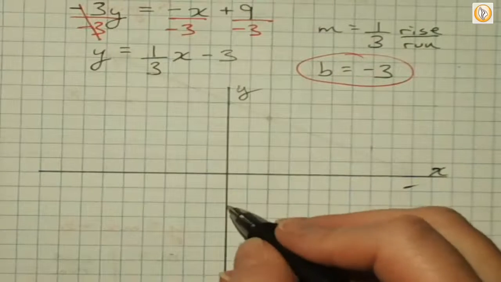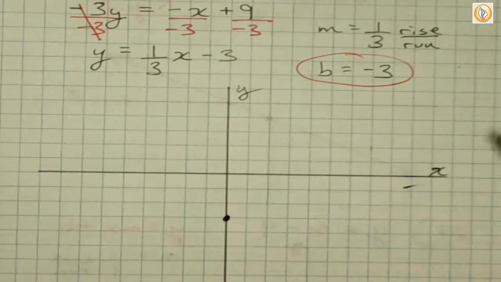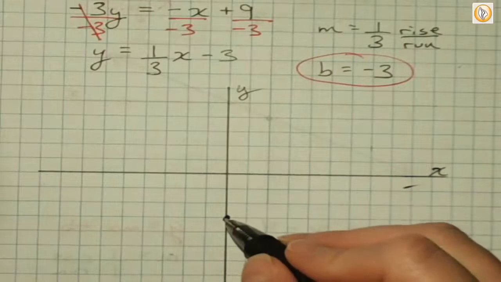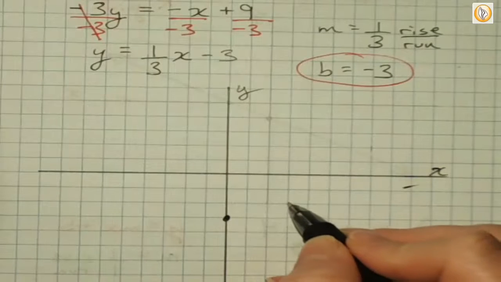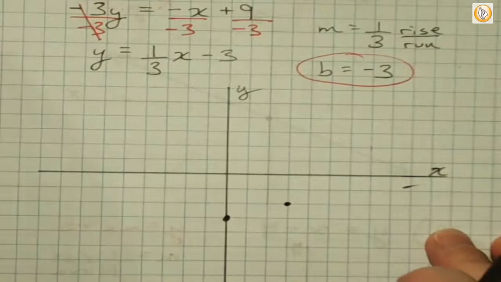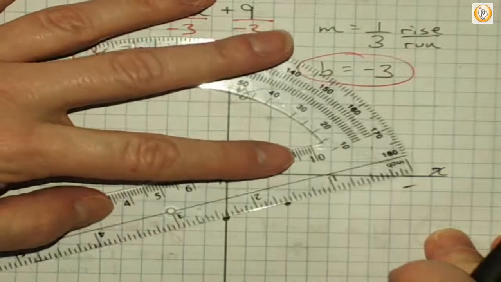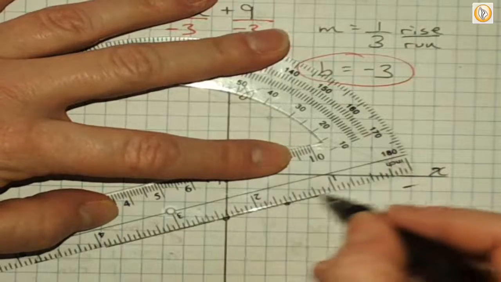-3. Perfect. I can't remember which one goes first, if it's the 3 or the 1. I think it's rise over run. You gotta remember that. Rise goes first. Okay. Perfect. And then you just go up 1, 1, 2, 3. Perfect. There. Excellent. Well, that's a pretty straight line.